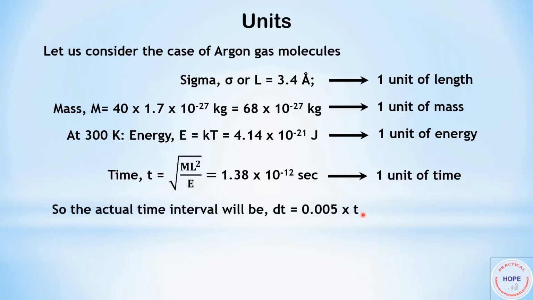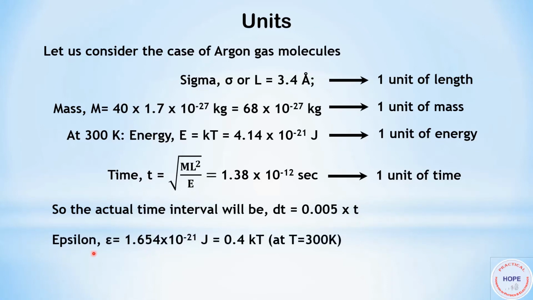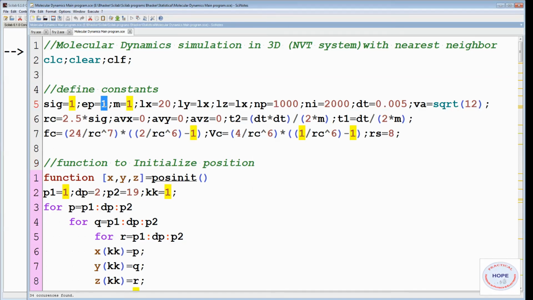For argon, epsilon equals 1.654 into 10 raised to the power minus 21 joules. We can also write it as 0.4 kT at T equal to 300 Kelvin. We are writing in this form because kT we are considering as the unit of energy. So we are writing epsilon in terms of kT, 0.4 kT. In the main program, we are going to change the value of epsilon from 1 to 0.4 for argon. Let's change the value of epsilon from 1 to 0.4 in the program.